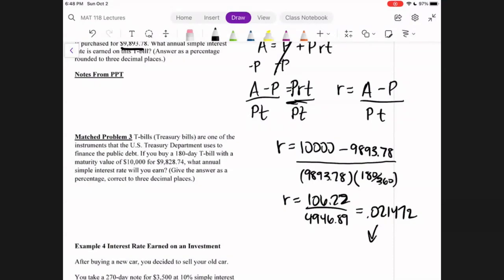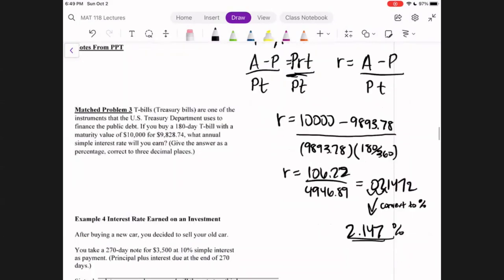So remember, I need to convert to a percent. So I just move the decimal 2 places to the right or multiply by 100. So 2.1472%. Okay. And this says round to 3 decimal places, so I can just take off this last 2 because it's not going to change the 7 or anything. Right?